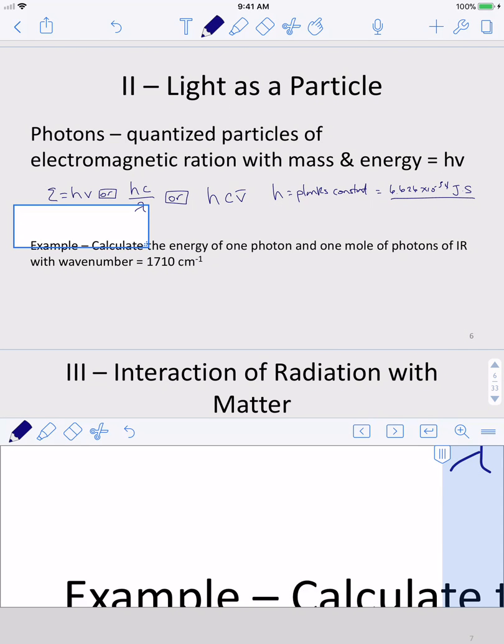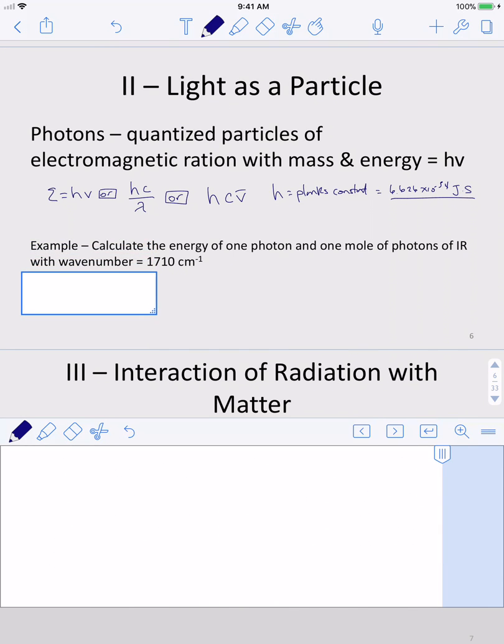All right, so pause the video and try this calculation here and see if you can do it, and then I will do it for you. Calculate the energy of 1 photon and 1 mole of photons of IR electromagnetic radiation with a wave number of 1710 centimeters minus 1. All right, so again, we're going to pick the third option above, where energy is equal to Planck's constant times speed of light times wave number, because that is what we have in this problem.